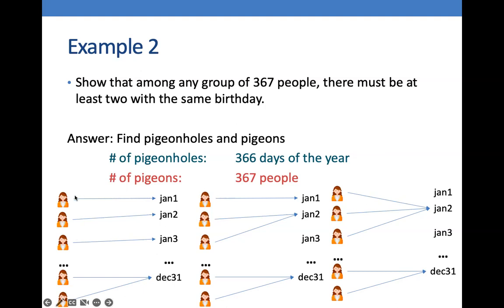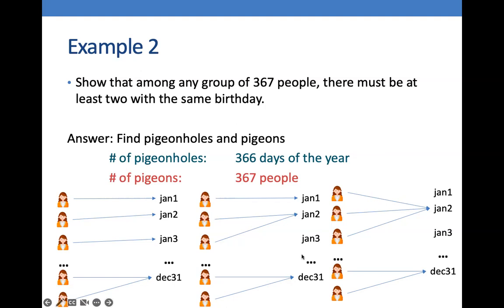So let's say that the first 366 people are mapped to every day of the year. Okay, and then this 367th person will be celebrating their birthday similar to any of the first 366 people that we have. Or we could also visualize it like this.